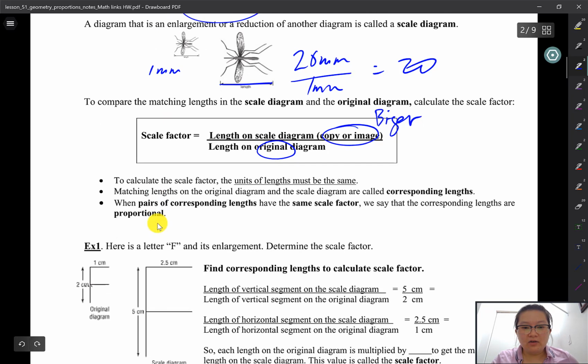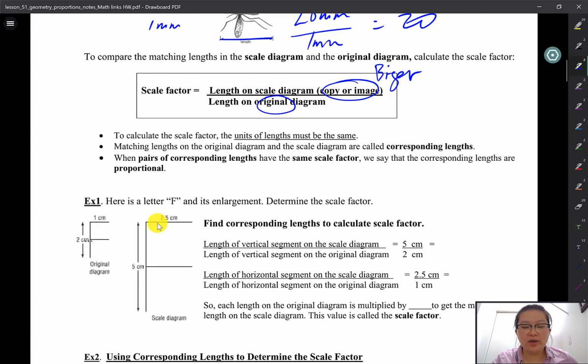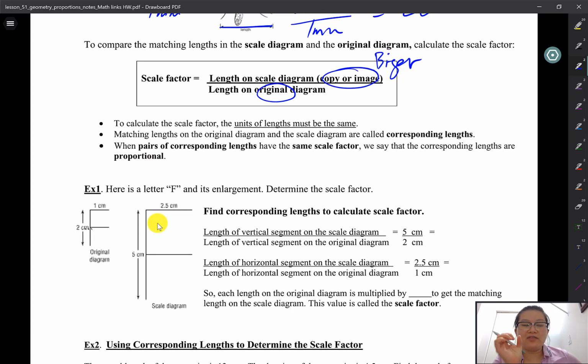Now, when we do a scaling, we have to make sure that every part of the original scales up to be the correct size in reality. Here we have an example of an F. Okay, so this is the letter F. When we scale this F up, we have to scale the vertical lines the same way we scale the horizontal lines. So here we can do an example.